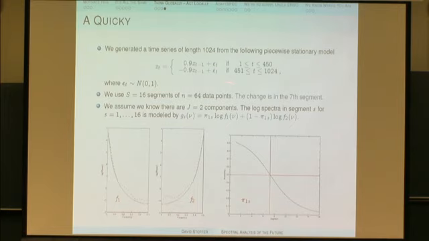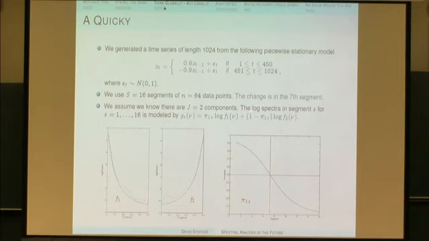So here you have an AR1 with 0.9, and then it switches to minus 0.9 somewhere around 450. So we chop it up into 16 segments of 64 data points. The change is in the 7th segment.